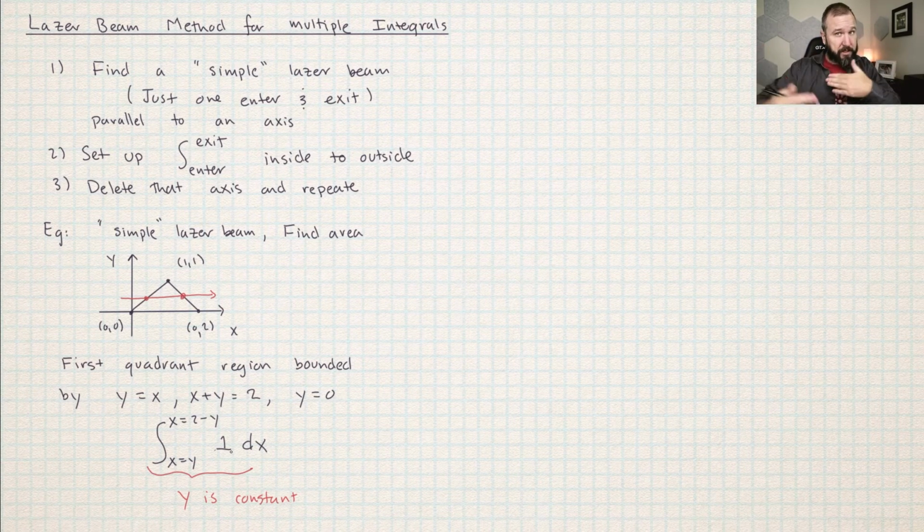The rest of the process is just repeating that step. It's a little bit trivial this time. So what happens, now I'm going to delete the x-axis and all I'm left with is the y-axis.